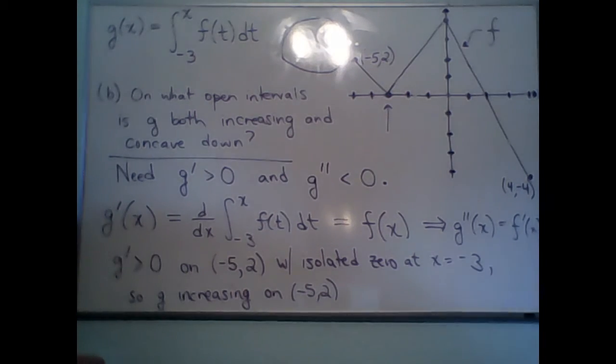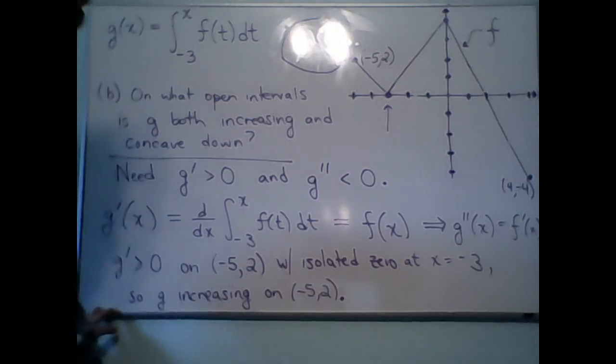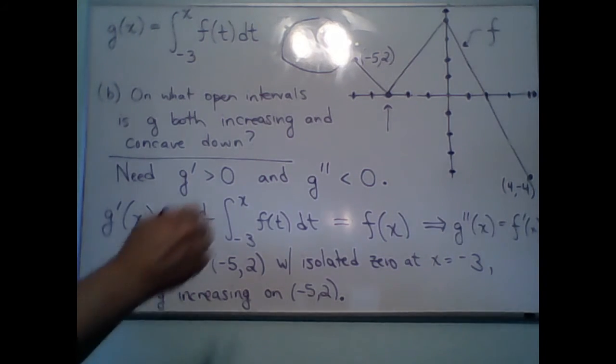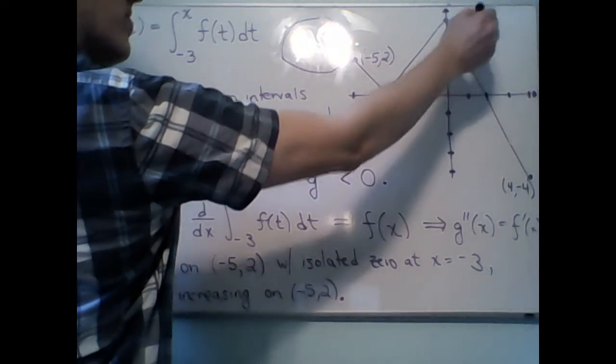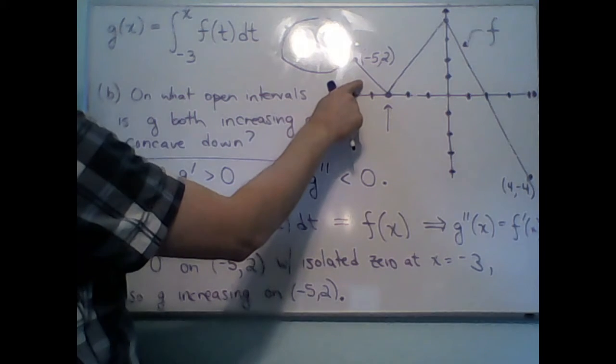And that's what it means to be increasing on some interval. So it is increasing on this entire interval. Now I need to know, where is it going to be concave down? So I need the second derivative to be negative. That means f prime, the derivative of f, needs to be negative. So I got to look at the slopes of this graph.